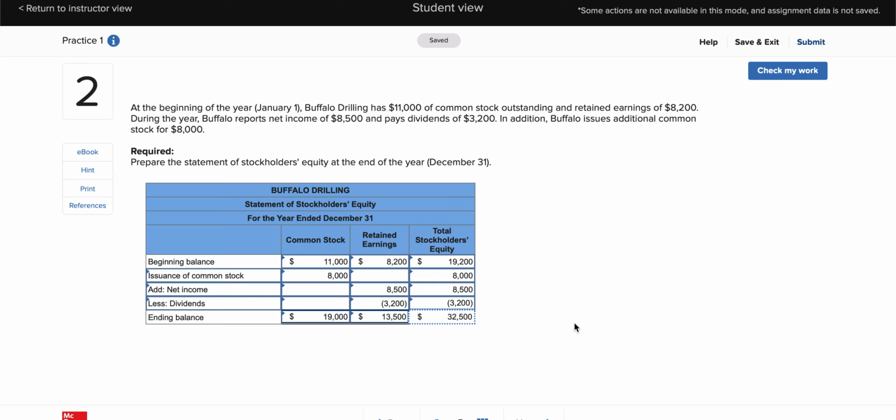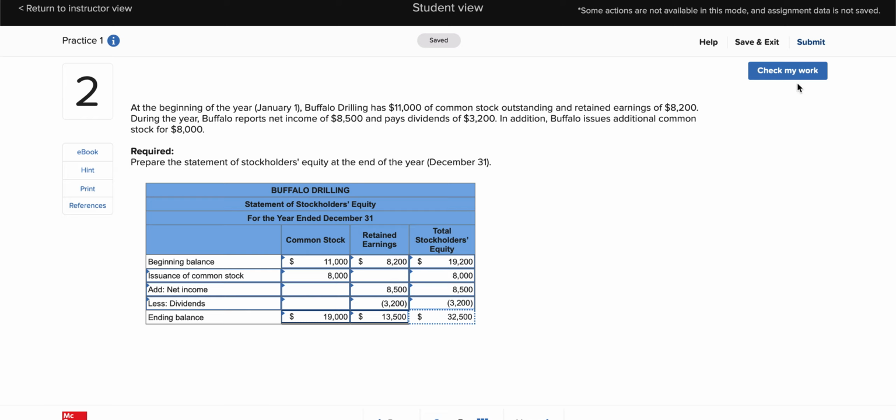So what we're saying is out of all of the resources that the company owns, all of that total assets, 32,500 of them are owned by the owners, and anything else, the difference between the assets and this number has to equal the amount of debt or liabilities that the company has.